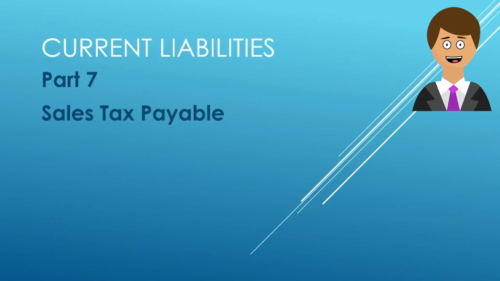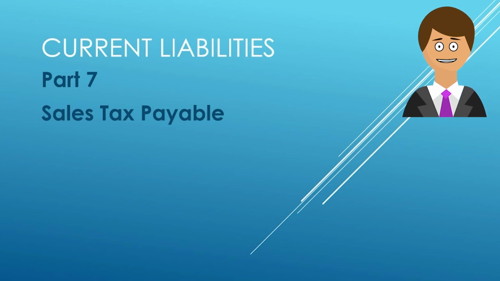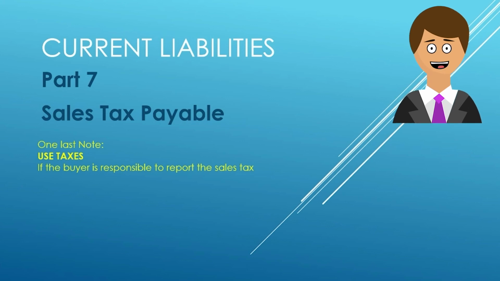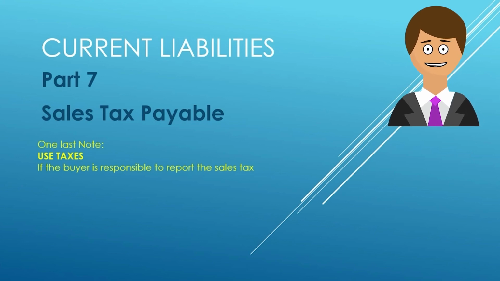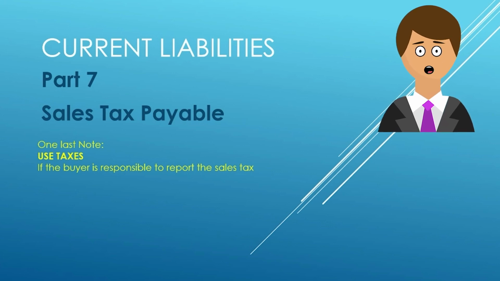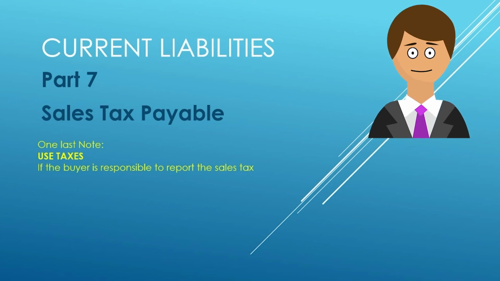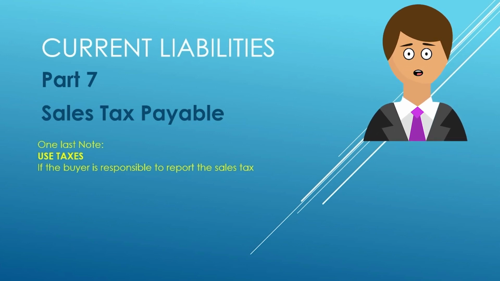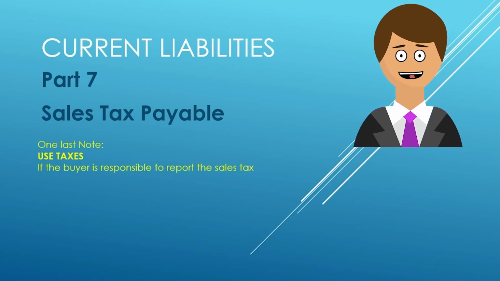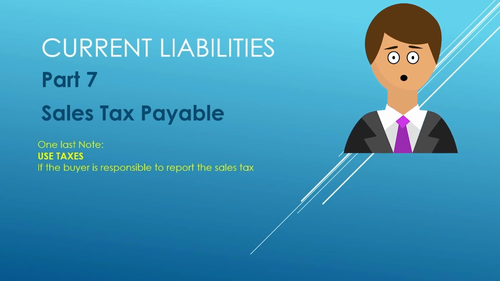Now, one last note I want to make before we finish up on our current liabilities sales tax payable discussion. Use taxes. You may have heard that before, but this is when a buyer is responsible to report the sales tax, so not the vendor. So the vendor's off in another state, and they've sold you something online, you receive it, you didn't have to pay sales tax, they didn't pay sales tax to their government. You may be responsible to pay sales tax, and so that's called a use tax. Because you're using something, you've got to pay use tax on it.